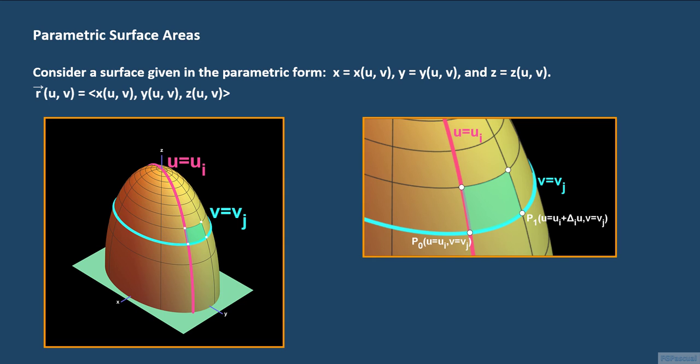Let p sub 1 be the lower right corner of this quadrilateral. At p sub 1, the parameter u will have changed, and so we let u be equal to u sub i plus delta sub i u. The parameter v stays the same at v sub j. Let p sub 2 be the upper left corner of the quadrilateral. This time u stays the same at u sub i, and v will have changed, and so we let v be equal to v sub j plus delta sub j v. We now approximate the area of this curved quadrilateral.